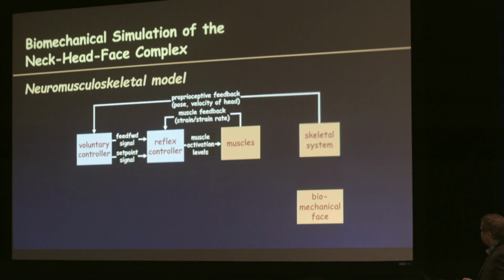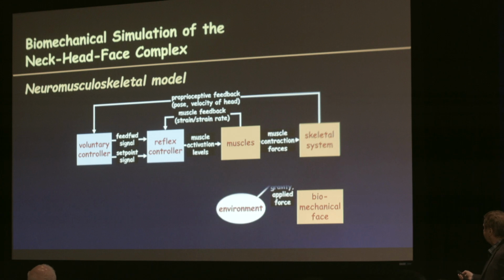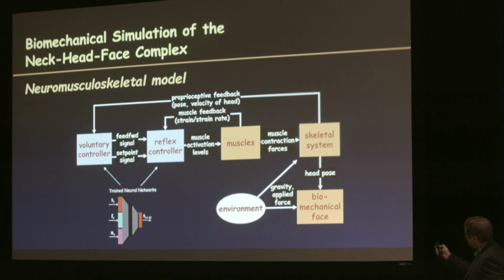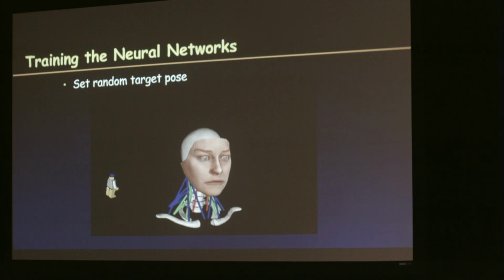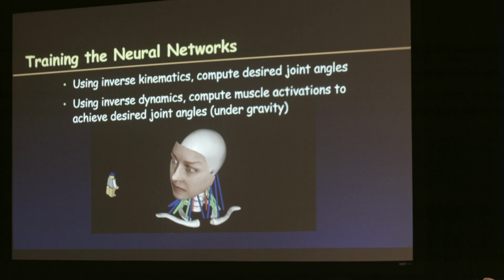Now let's see. So here's our system. We have muscles, we have neuromuscular controllers, and then the skeleton and the biomechanical model. And so the question is, how do we build controllers that can actually learn to control this neck, head, face model? So the way we do this is give it random visual targets, like this little doll.